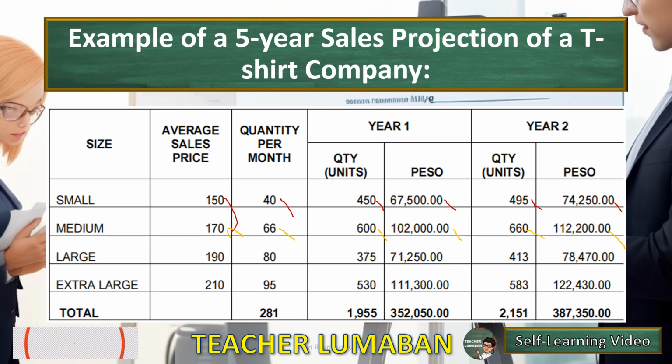The average sales price of a t-shirt size large is 190, and the quantity per month is 80. The first year quantity, units is 375 with 71,250 pesos. But to the second year, there are 413 quantity units with 78,470 pesos.